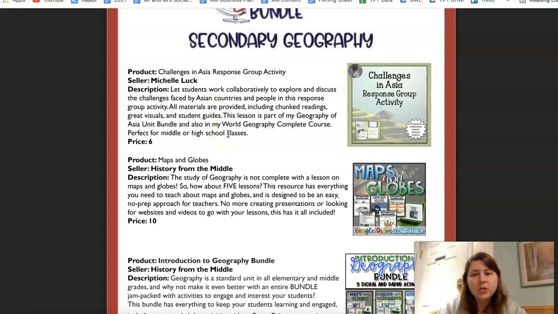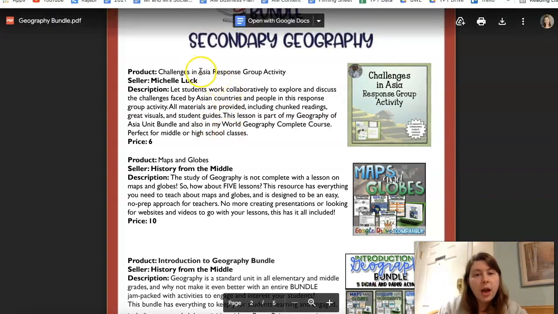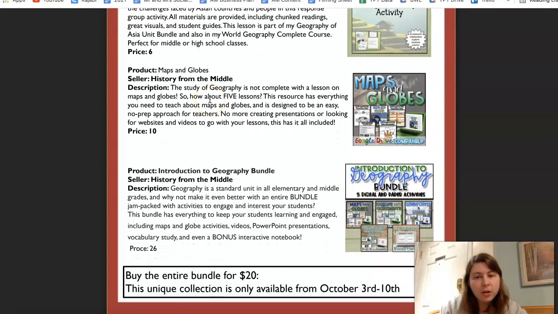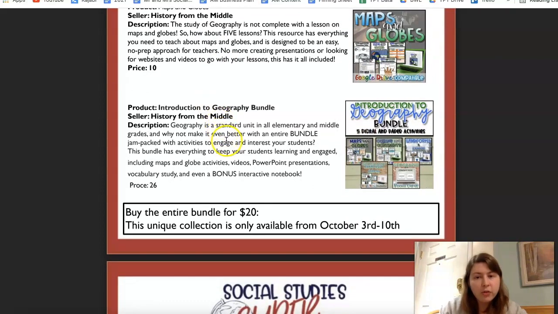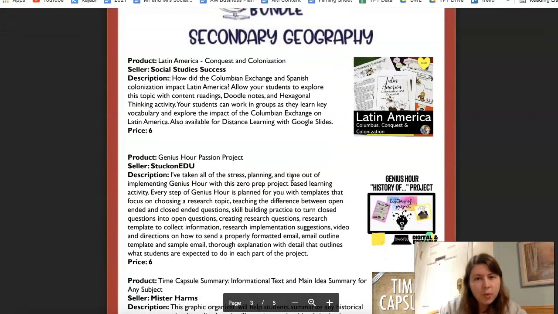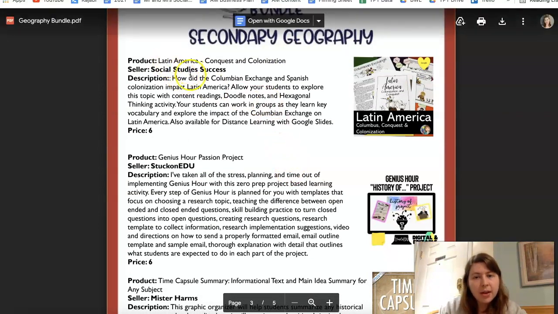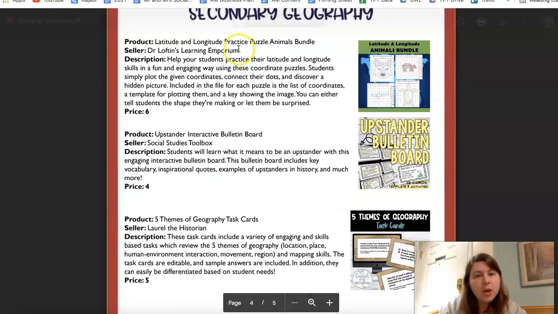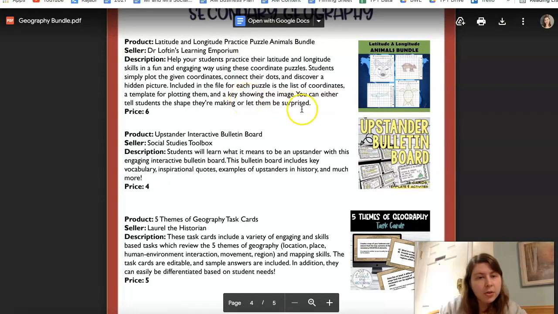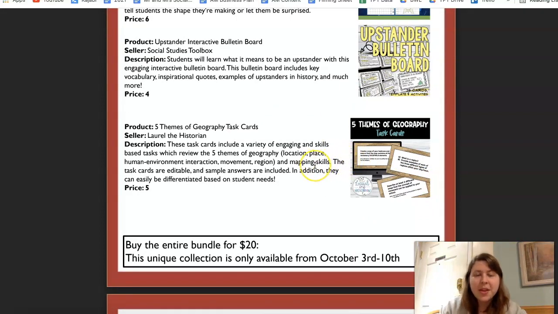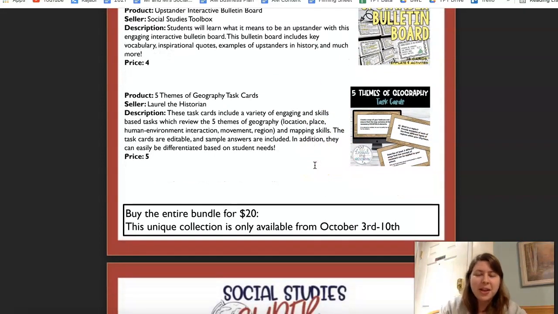Some of these are related to specific regions of the world. So here we have an Asia resource, a group activity, some information about maps and globes, as well as an intro to geography bundle. Oh, wow. This is a $26 resource with 5 resources in it. Very cool. We also have a resource about Latin America. A few of these are repeat items. We've got a latitude and longitude bundle with animals. That's pretty interesting. 5 themes of geography. That's been something we've been meaning to create, but has not happened yet.